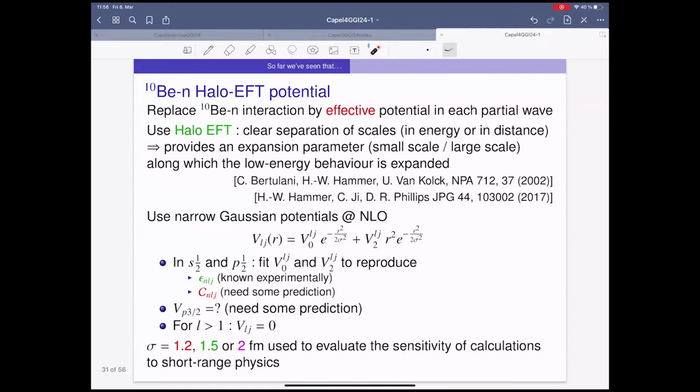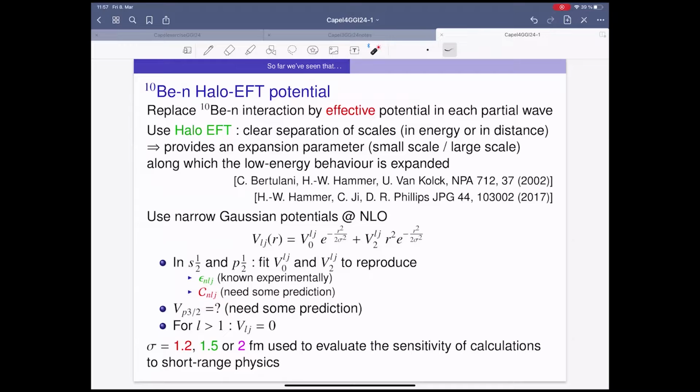And then there is a next step. You add the second order derivative of your terms. So now you have two terms. You have a contact term, a central term, and you have a surface term. R squared appears here, and you start to fit the potential in the S wave and in the P wave. And so in the S wave, you still fit the binding energy. You have two parameters now, V0 and V2, and then you need to fit to something else. One thing to which you can fit it is the ANC. And you need a prediction for that. I'll come to that in a minute.